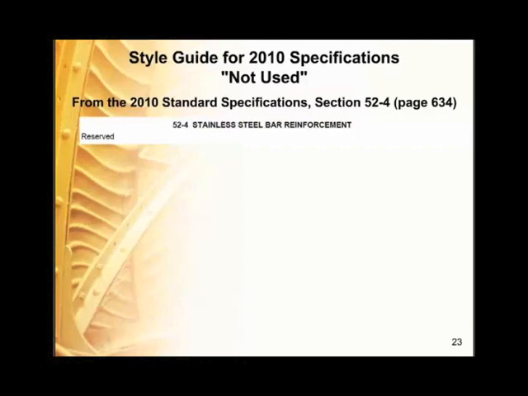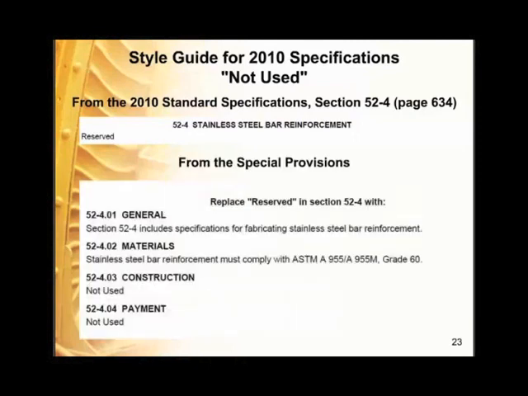In the SSP example for section 52-4, stainless steel bar reinforcement, not used is described in the special provision. Let me back up, I'm sorry. 52-4, stainless steel bar reinforcement, is a heading in the standard specifications. It is currently reserved. From the special provisions, you will see replacing the reserved in 52-4 with the following requirements. Within those special provisions, under construction and under payment, you see not used. Not used is described in the special provisions when there are no requirements for the four-part section. If it is not specified, the numbering would not be sequential, and again, it's a continuity issue.